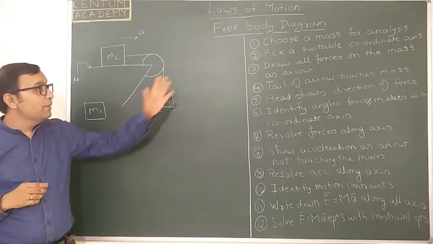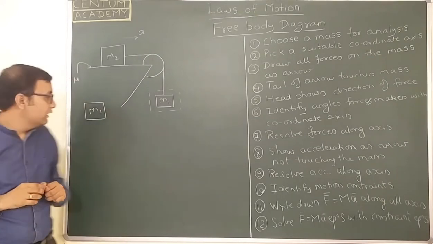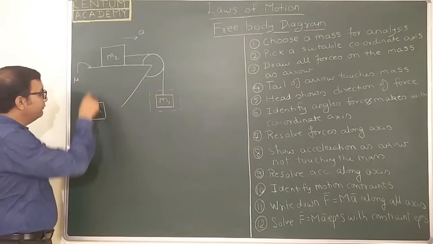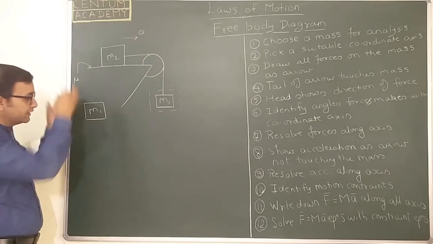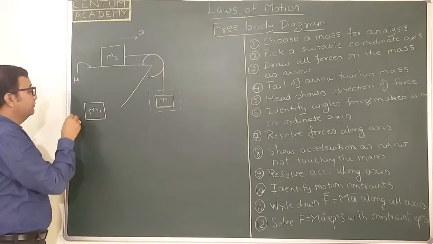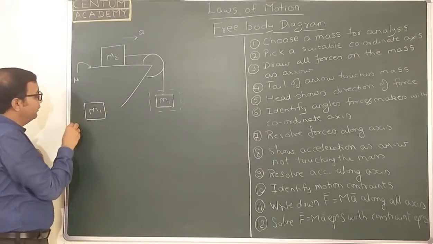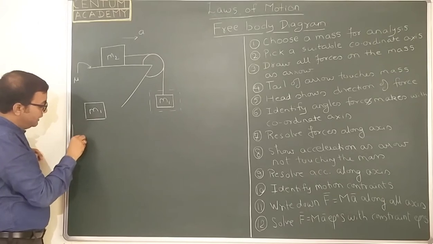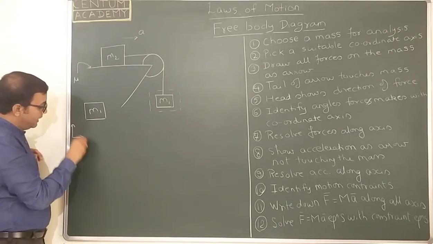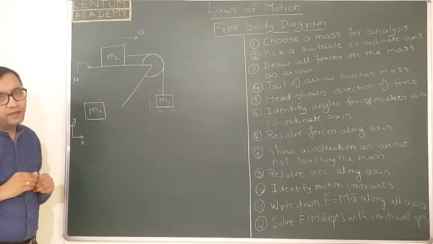Step number 2 says pick a suitable coordinate axis. Now for this mass, I know the forces will be vertical and acceleration is also vertical. So the obvious choice of coordinate axis for this mass is like this. This is my x and this is my y axis.